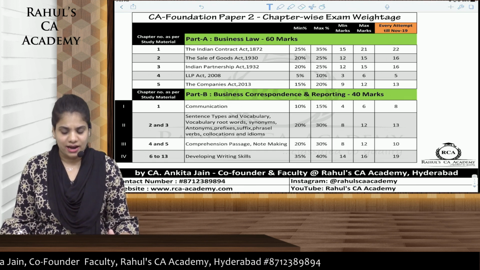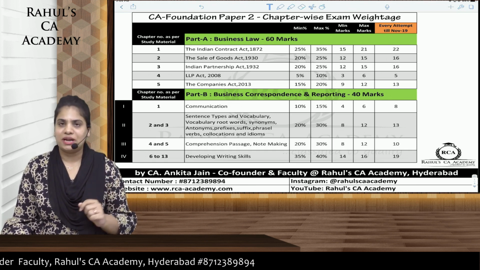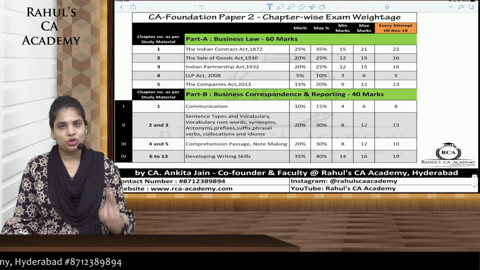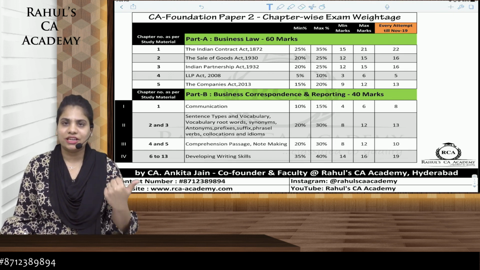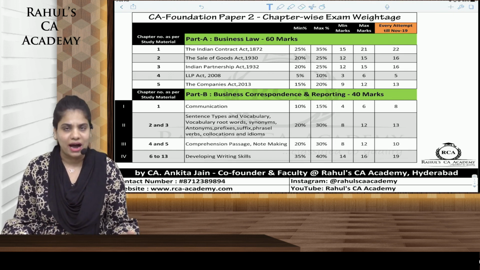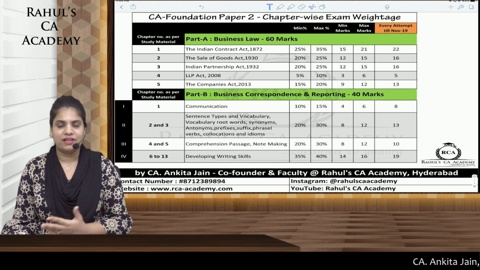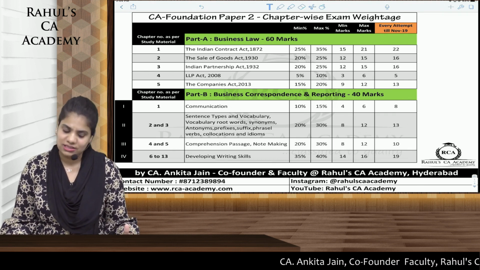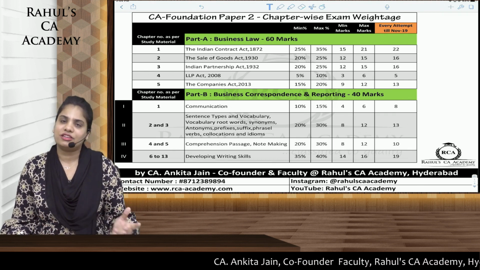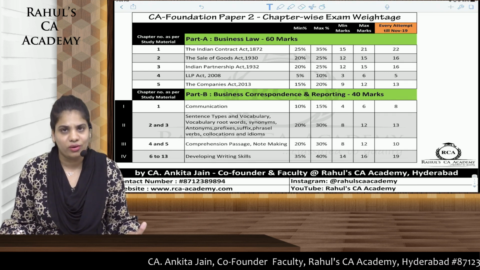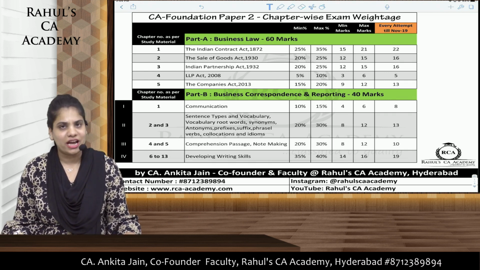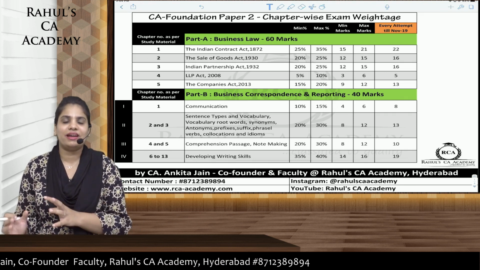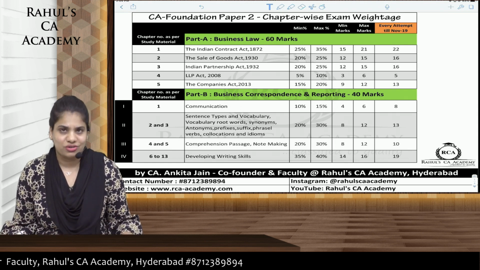Talking about BCR, the first category is the first chapter itself, Communication, which has been coming in the exam for 8 marks. Chapter 2 and Chapter 3 is Category 2, which has been coming for 13 marks. Chapter 4 and 5, that is Comprehension and Note Making, is Category 3, which has been coming for 10 marks. And Chapter 6 to 13, that is all the remaining chapters, is Category 4. In the examination, this has been coming for 19 marks. Again, even here, this totals to 50 marks. That is entirely your BCR paper without a choice.